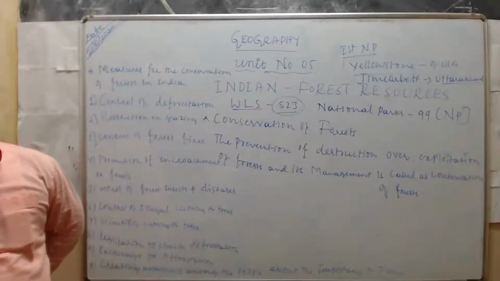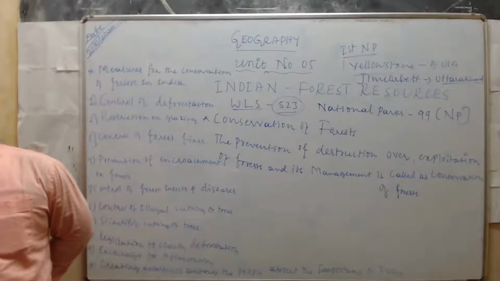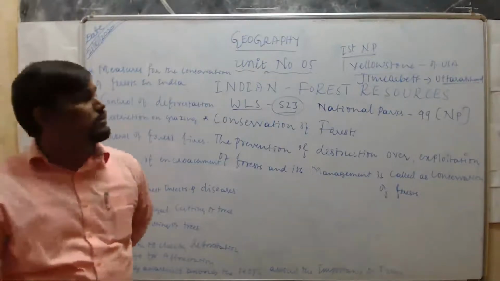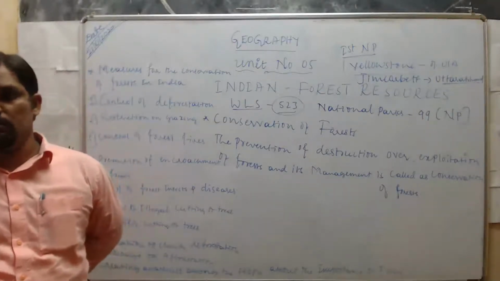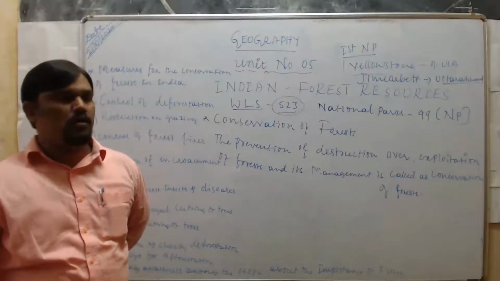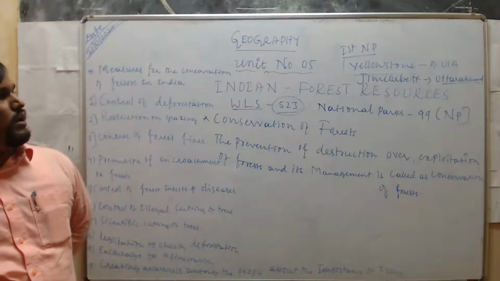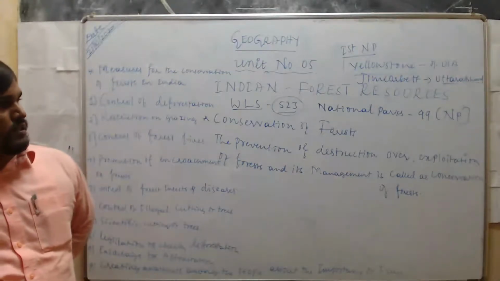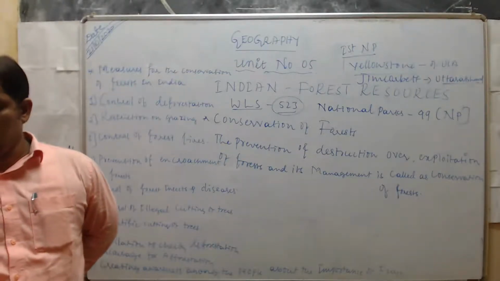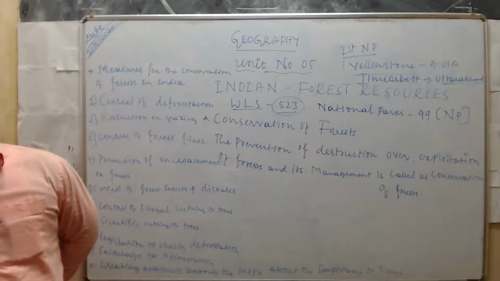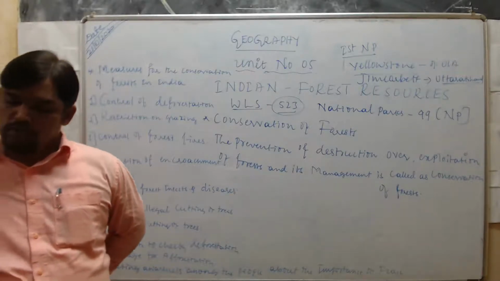Some important national parks of India are as follows. Along with Jim Corbett National Park, the first national park of India, some national parks are found in India. Now only I told you there are 99 national parks in India. Among them important ones are Kaziranga National Park.